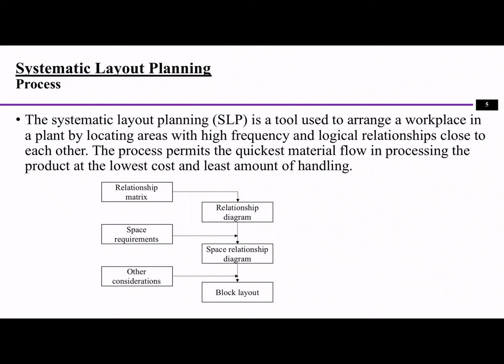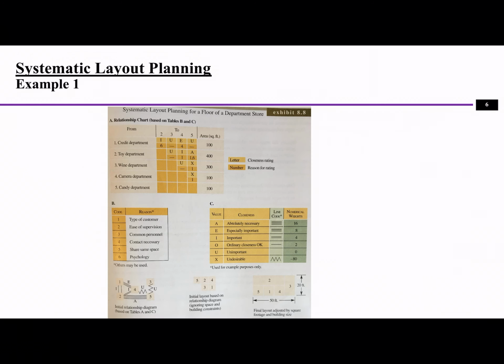So next, I'm going to use one example to show how systematic layout planning, or SLP, is used. This is the example. This is for a floor of a department store. You can see there are different departments of the department store. There's a credit department, toy department, camera, and candy department.